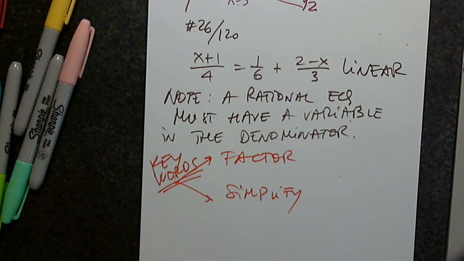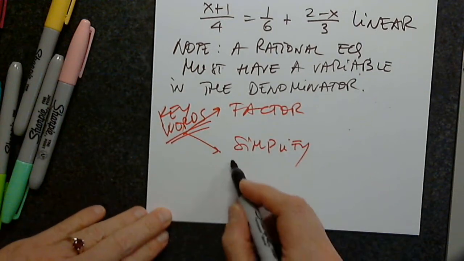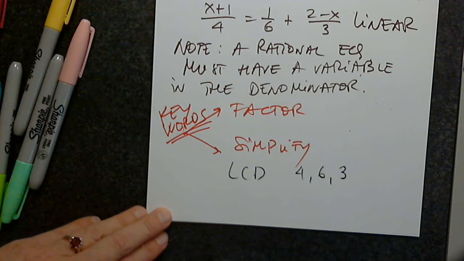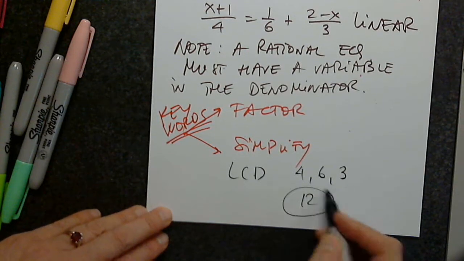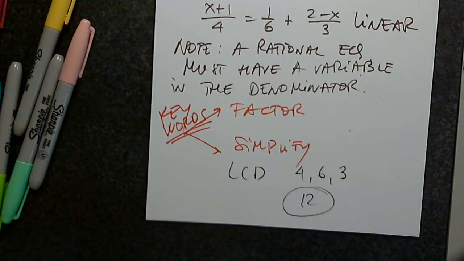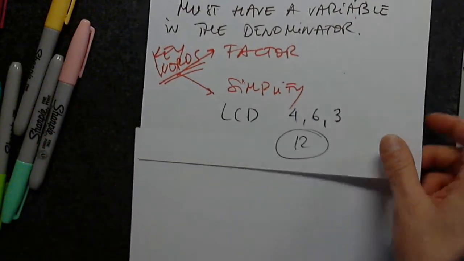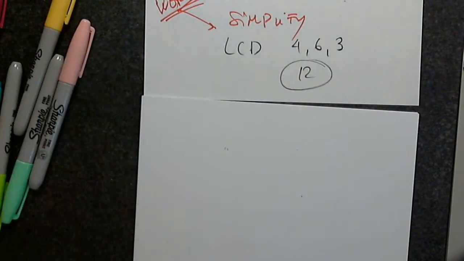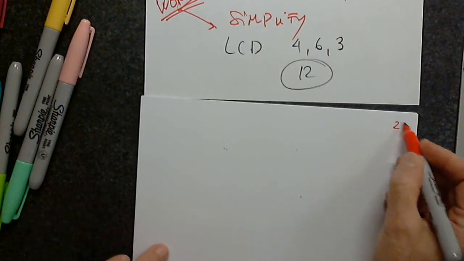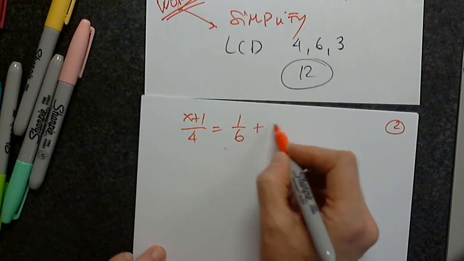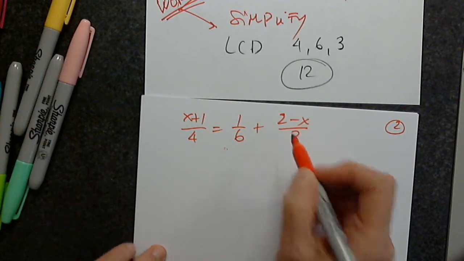The least common denominator and multiply everything by it. So what is the least common denominator of 4, 6, and 3? 12. Awesome. 12 is the least common denominator. I am going to multiply each and every term, everything, by 12. So here's how I do it. I'm going to copy the equation. So I have x plus 1 over 4 equals 1 over 6 plus 2 minus x divided by 3.